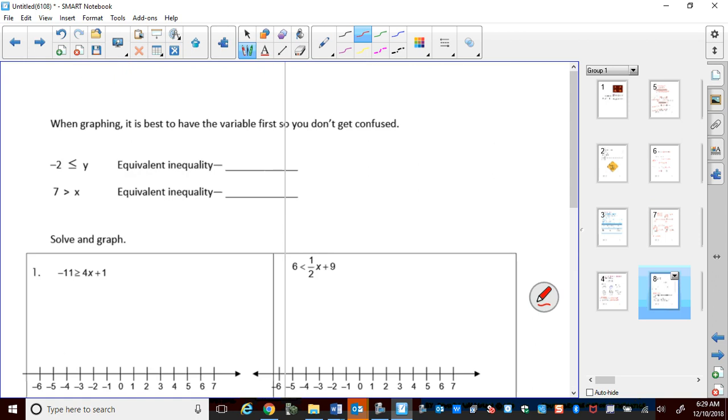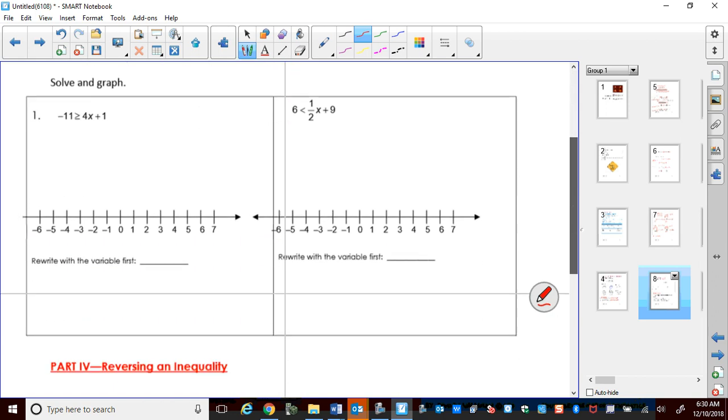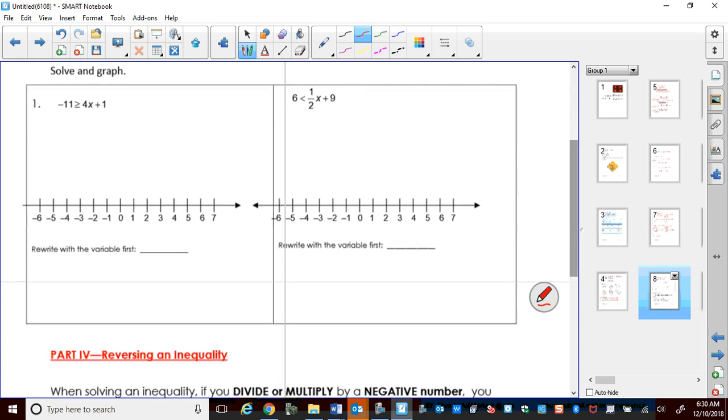So negative 2 less than or equal to y. If I flip over the symbol, and I flip the numbers, so y goes first, and negative 2, these mean the same things. 7 greater than x also means x is less than 7. Okay? So we're going to rewrite those as equivalent inequalities. We're going to solve for our variable and then rewrite the equivalent inequality. So I'm going to subtract 1 on both sides. I get negative 12 greater than or equal to 4x.